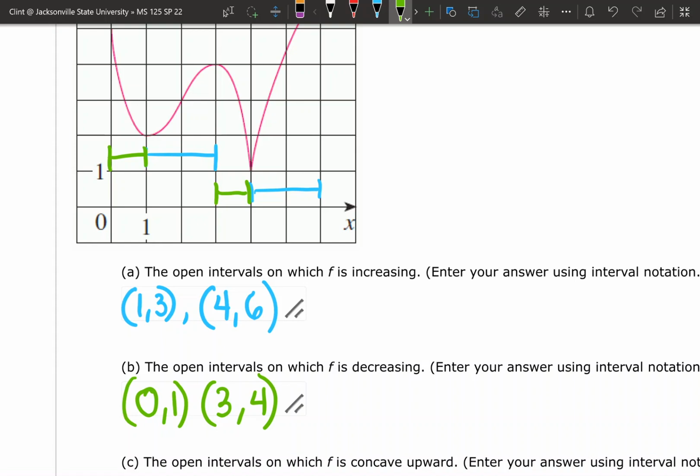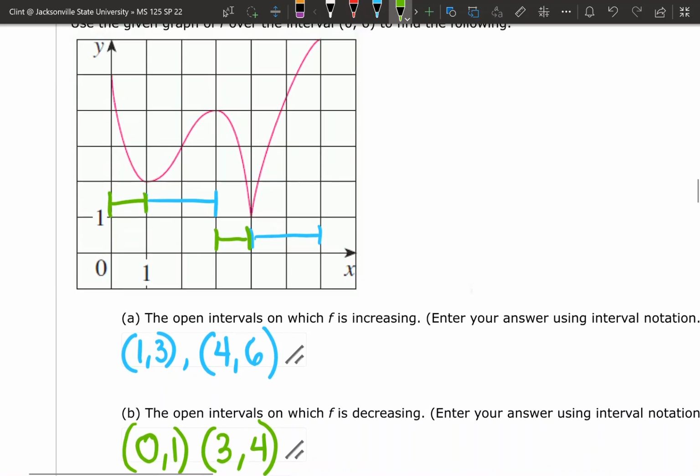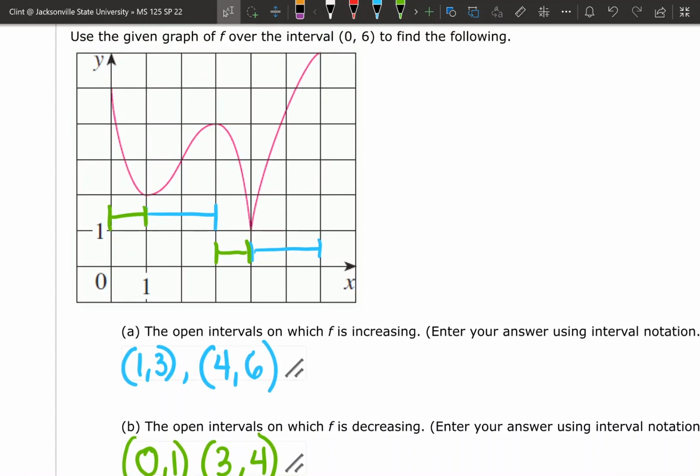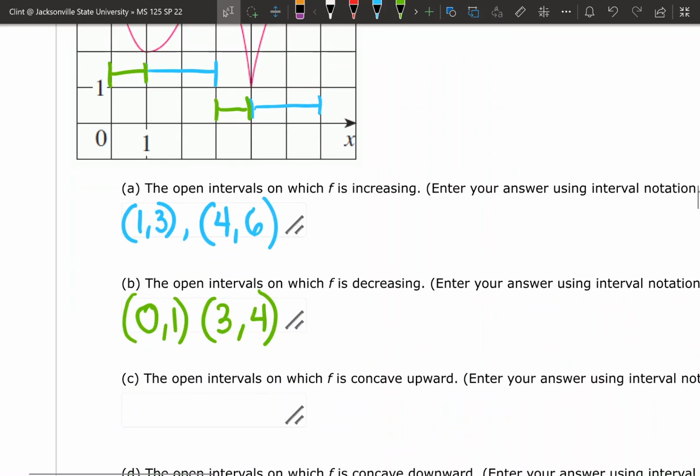C part, I'll leave the graph here where we can answer the questions. C part says where are we concave upward? Yeah, so it looks like 0 to 2. It can be kind of hard to tell exactly where it changes, but on the homework problems, I always put it right on a grid mark, so it's not too bad. So we're concave up, 0 to 2, and looks like that's it. Concave up on 0 to 2.